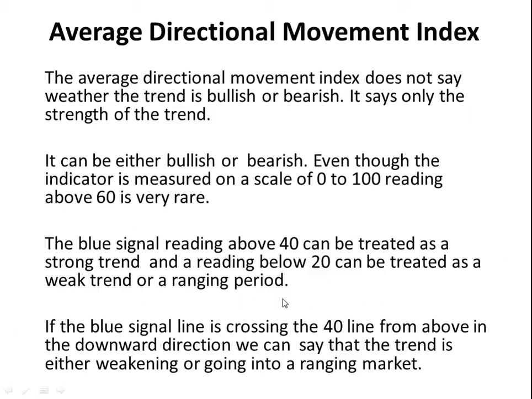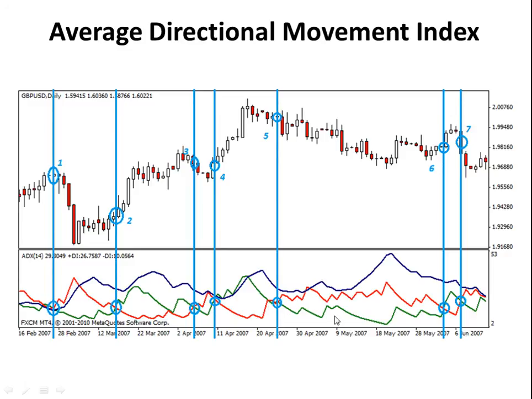The average directional movement index doesn't say whether the trend is bullish or bearish. It says only the strength of the trend. The trend can be either bullish or bearish. Even though the indicator is measured on a scale from 0 to 100, above 60 is very rare. If you see this one, the indicator is normally measured from a scale of 0 to 100, but reading the indicator above 60 is very rare.